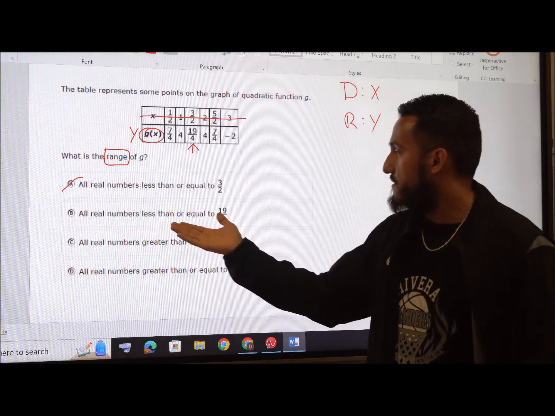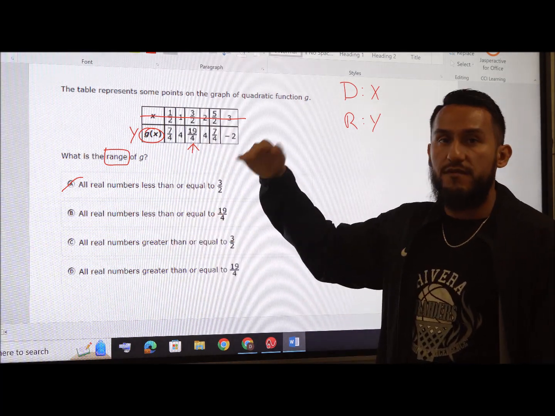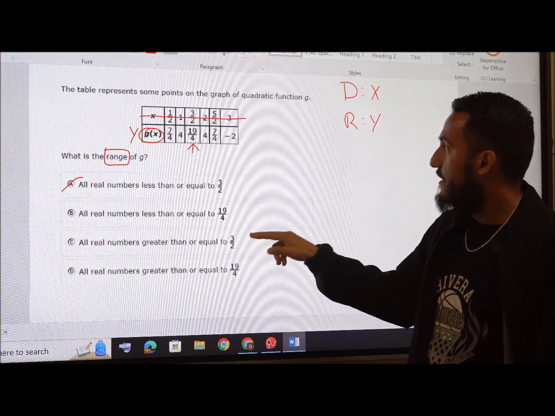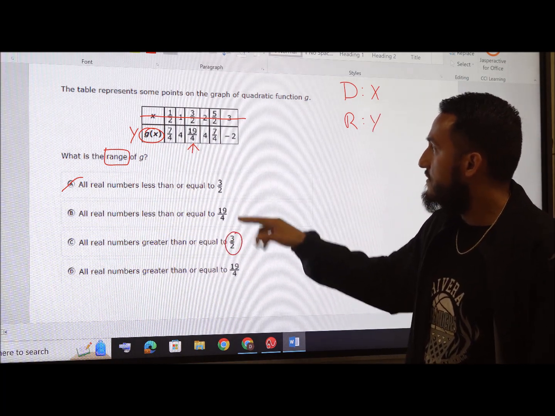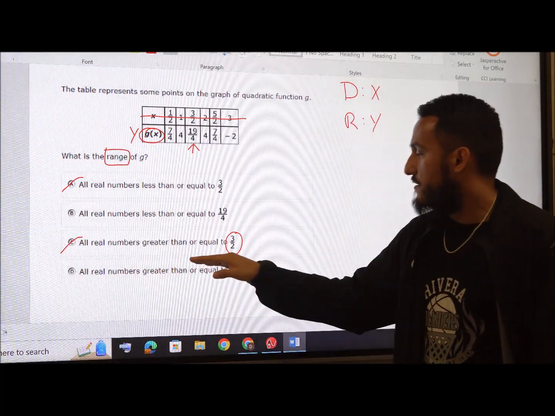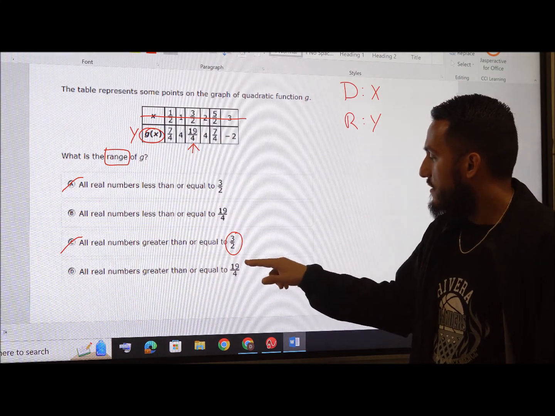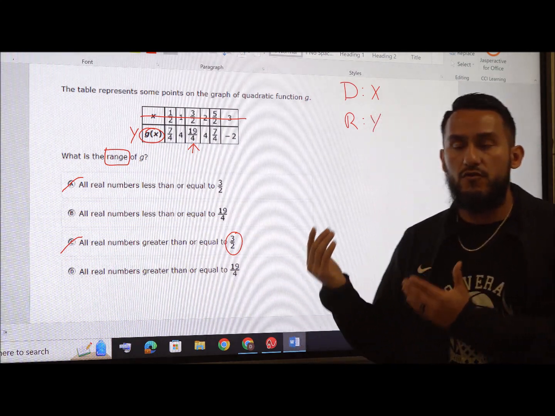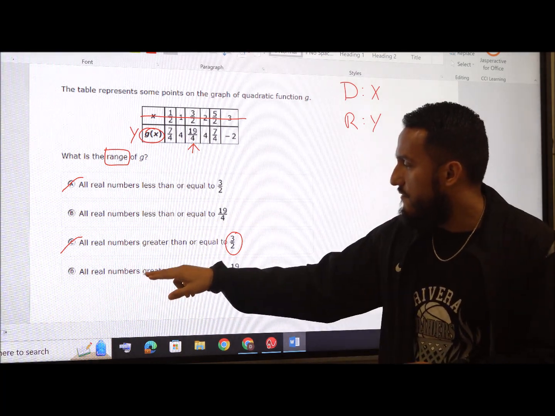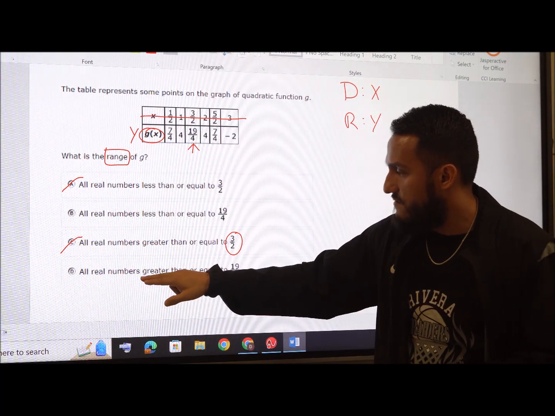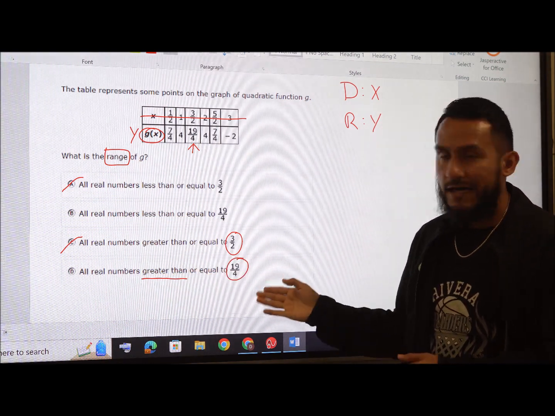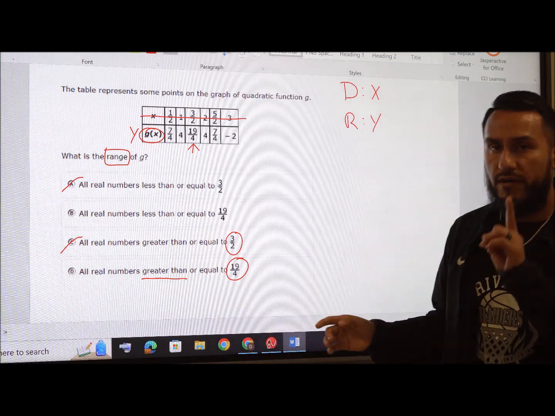Actually, it says all real numbers less than or equal to. Yeah, so we need to determine if this is going to be the greatest value. All real numbers greater than or equal to this. Again, 3/2 is not a part of the range, so this one's also wrong. All real numbers that are greater than or equal to this. Now, this is one way you can use process of elimination without having to use a calculator. It's telling you here that the range is going to consist of all the numbers that are greater than this fraction. Now, I don't know what this fraction is as a decimal, but I do know one thing.